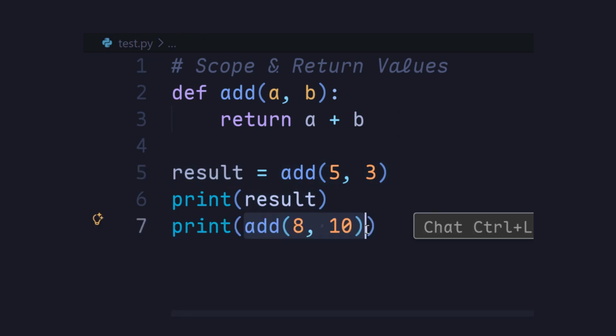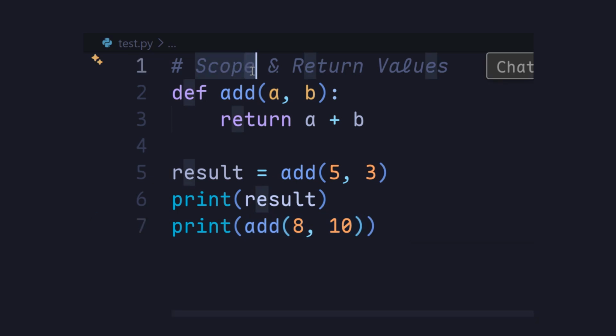So remember this: scope tells us where a variable can be used. Return sends a value back from a function. Once you understand these two ideas, writing functions becomes much easier.